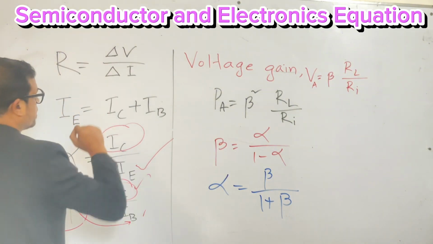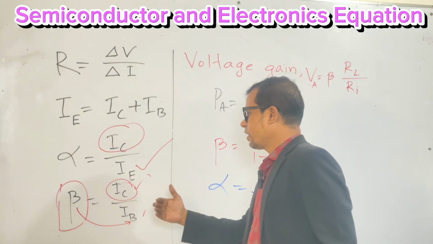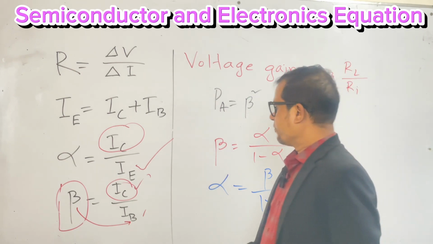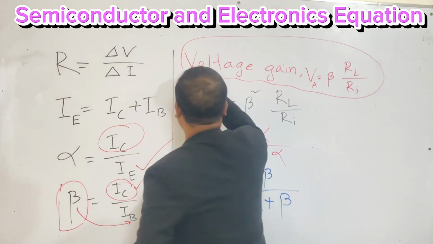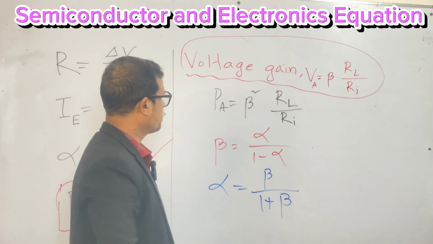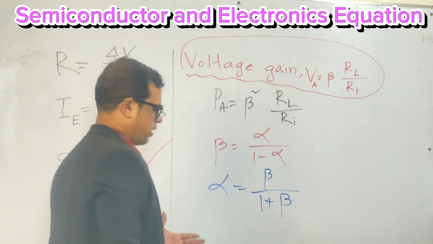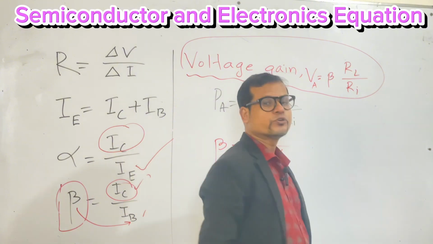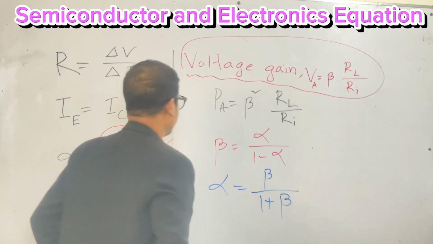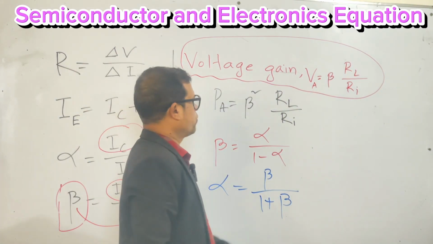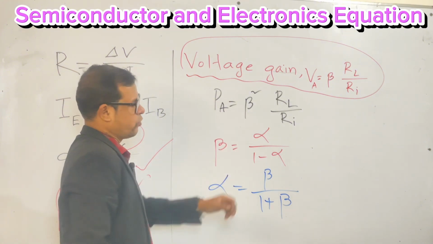Again, R equals del V over del I, IE equals IC plus IB, alpha equals IC over IE, beta equals IC over IB. Now voltage gain, dear guys, is a very important formula, and I have given a creative question related to it. Voltage gain AV equals beta RL over RI, where RL is the load resistance and RI is the input resistance. Beta is the current gain. If the question gives you beta, RL, and RI, you can find the voltage gain. And the power gain AP equals beta squared RL over RI.